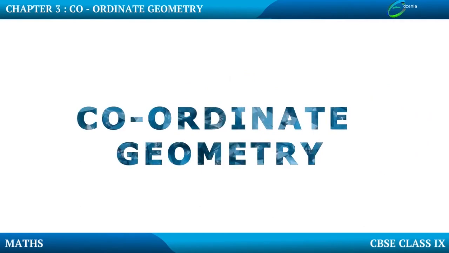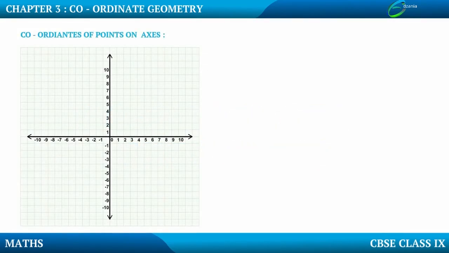Chapter 3, Coordinate Geometry. In the previous slide, we have already seen how to plot the points in different quadrants and coordinates of the points in different quadrants. Now we'll come to coordinates of the points on axis.